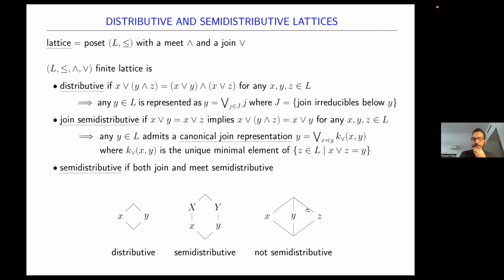Let me show you an example where this canonical join representation does not exist. In this example, the element on top, I can represent it as a join of x and y, or the join of x and z, or the join of y and z. And these three representations, I cannot compare them. So this one is not semidistributive, but when you are semidistributive, then you have a very canonical way to represent each element.